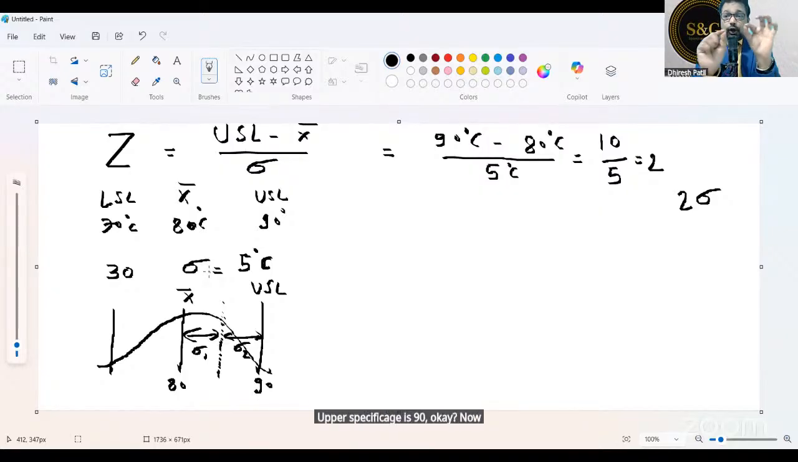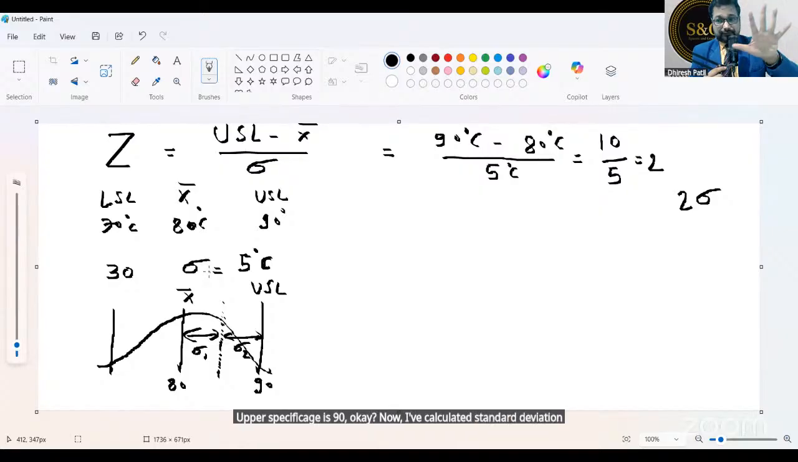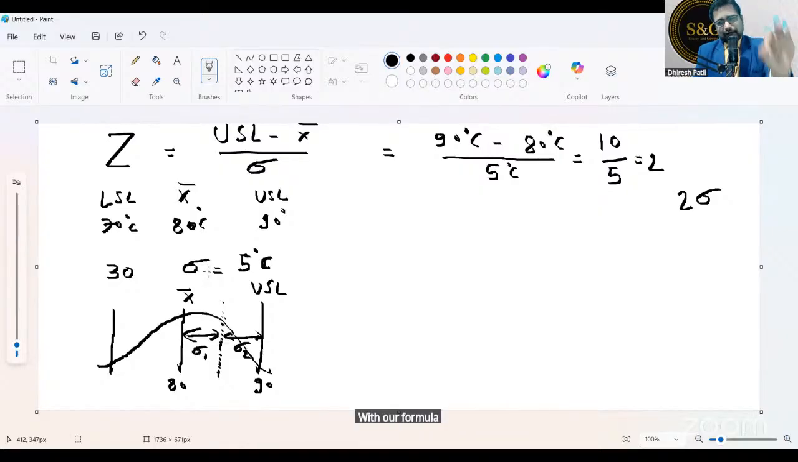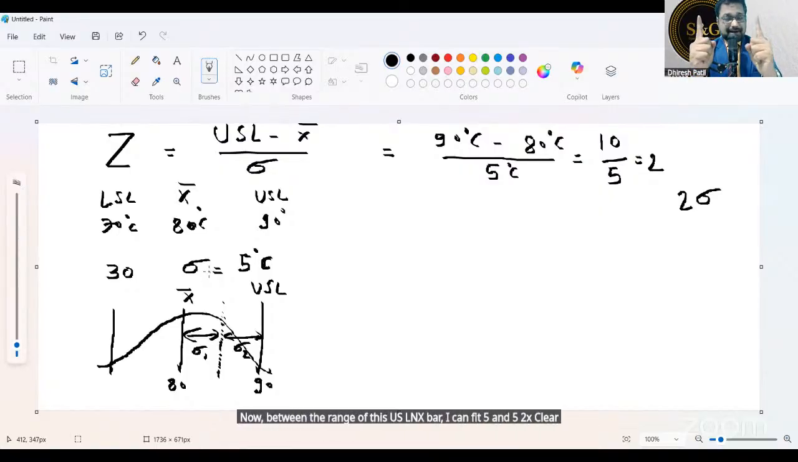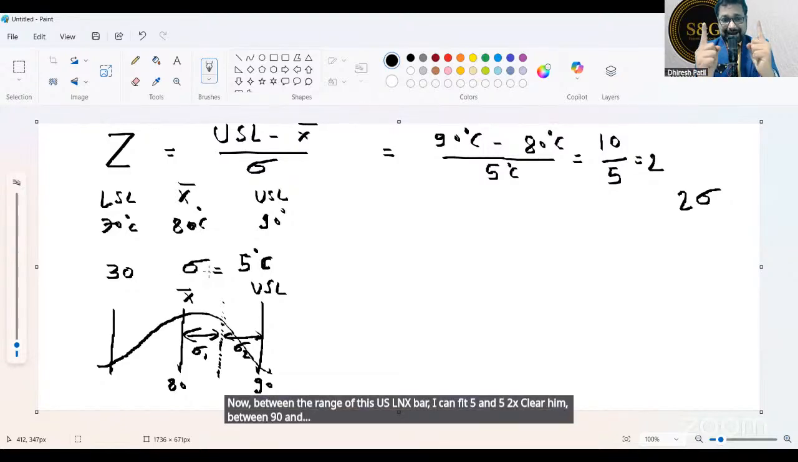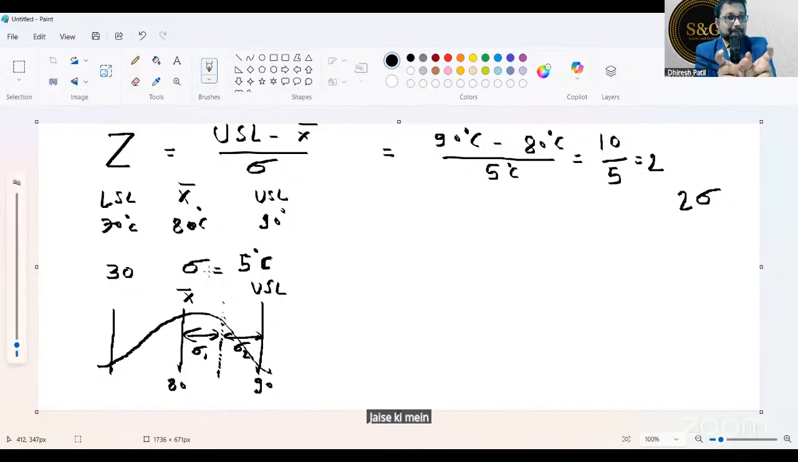Now I have calculated standard deviation at 5 with our formula. Imagine I've calculated it is coming to 5. Now between the range of this USL and X bar, I can fit 5 and 5, 2 times. Clear? Between 90 and 80 degrees, I can fit 5 and 5, 2 times. Yes or no? Anuj ji, are you clear? I can fit 2 times, as I have drawn in the graph here, look. Just give me yes in the chat box. I can fit 1 5 and 2 5, right?